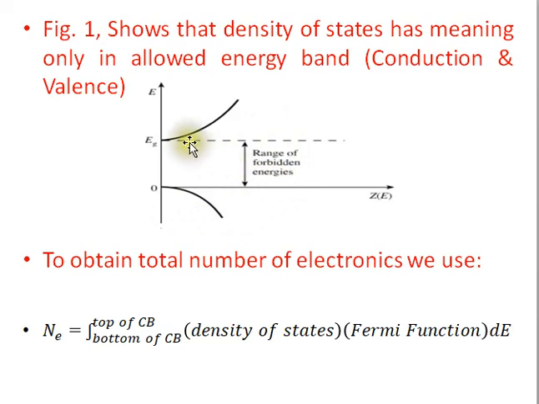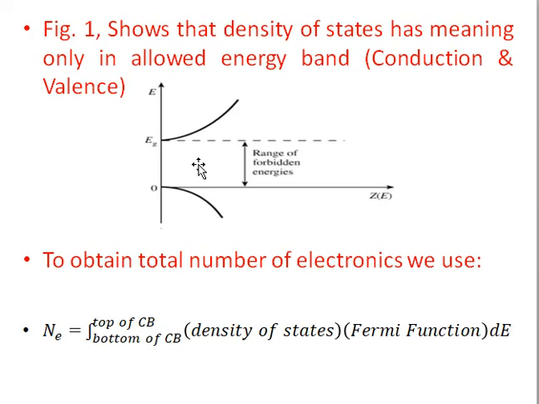And you can see that these two curves don't exist within that limit, which means we don't have concentration of holes or electrons in the forbidden band. They exist only in the conduction band for electrons and the valence band for the holes.